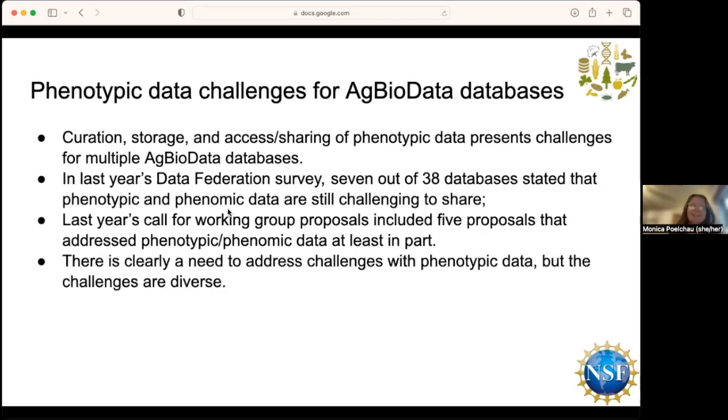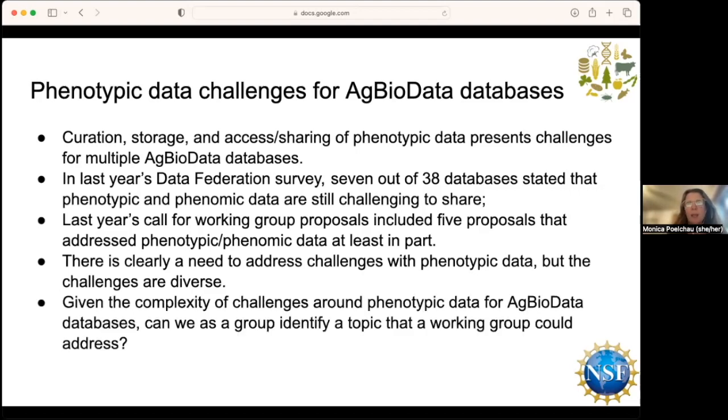So yeah, there's clearly a need to address challenges with phenotypic data. The challenges are diverse based on what we've heard from surveys and from those working group proposals. And our question is, can we as a group identify a topic that as a working group we can address and provide a decent solution for at least some of the AgBioData databases that we have here.